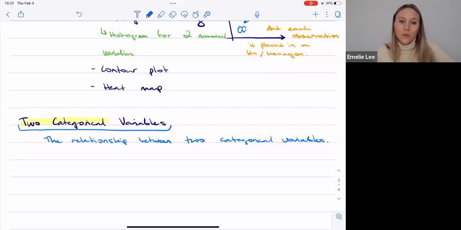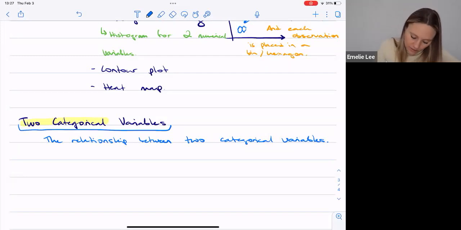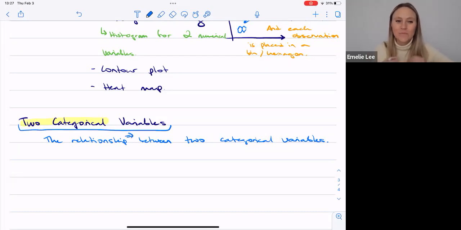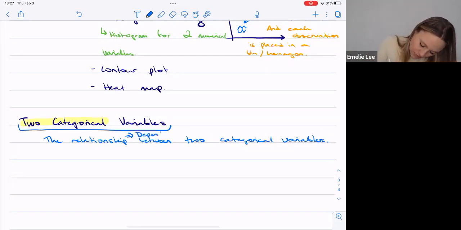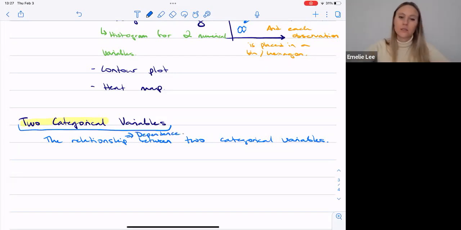Usually when we're talking about categorical variables, rather than just thinking about the relationship, we want to think about the dependence, right? Does being in one group depend on whether you're in a different group or not, right? And so here, usually we talk about dependence, usually. Okay? But in general, if you say relationship, you're safe.